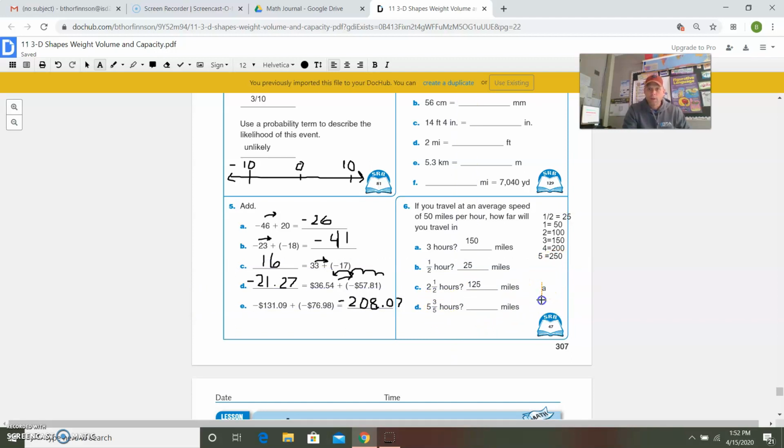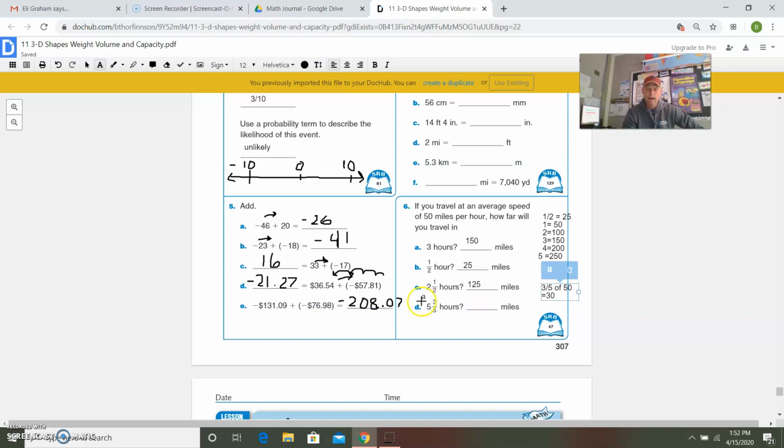So we're going to go back to 3/5 of 50, because 50 is 1, and we want to know what 3/5 of 50 equals. Remember how to do these: you take your 50, divide it by 5, we get 10, times 3 is 30. So 3/5 of 50 is 30.